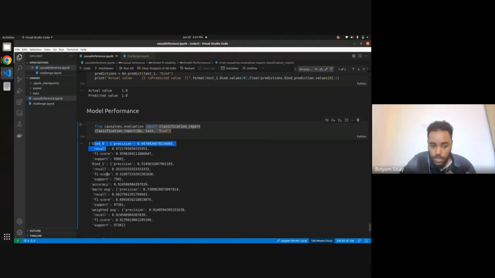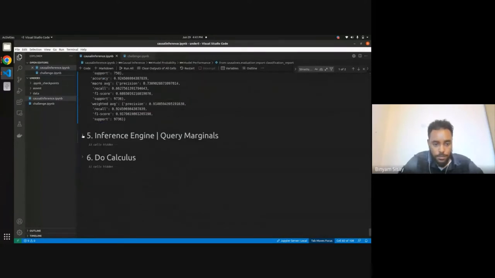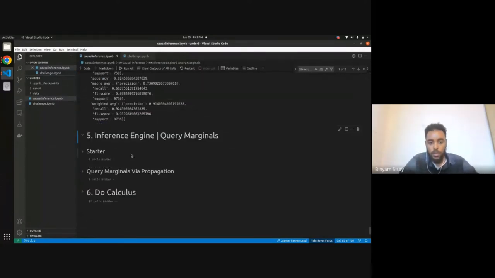Same goes for the died class. For died, of course, the scores are small since the data is very unbalanced, and the average accuracy and macro average are provided here. So this is going to be a proof that my model is good. Now we have reached a Bayesian network which is going to be efficiently predicting.